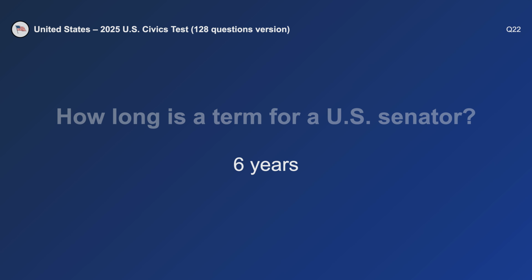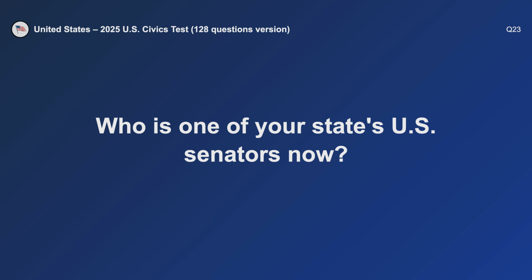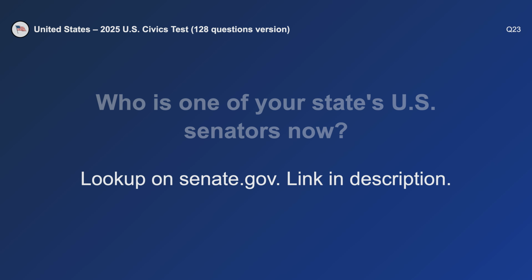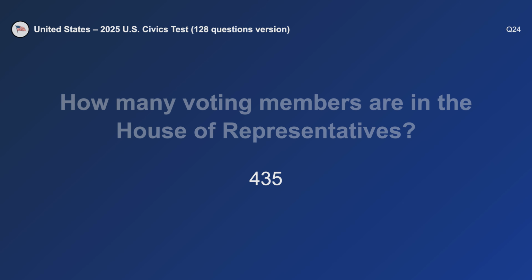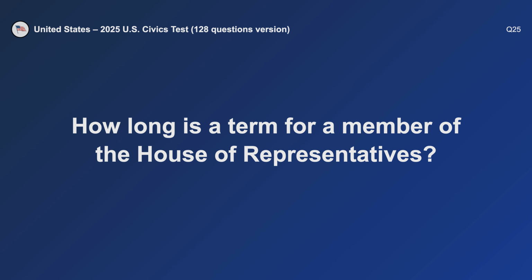6 years. Who is one of your state's U.S. senators now? Look up on senate.gov. Link in description. How many voting members are in the House of Representatives? 435. How long is a term for a member of the House of Representatives?